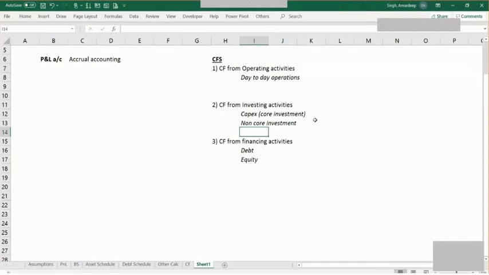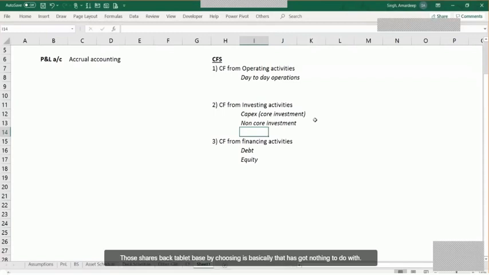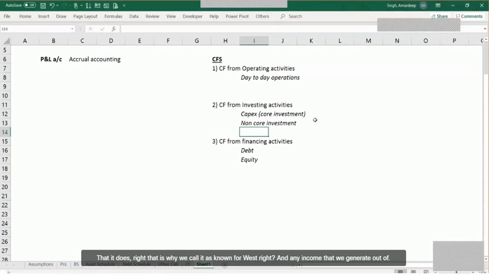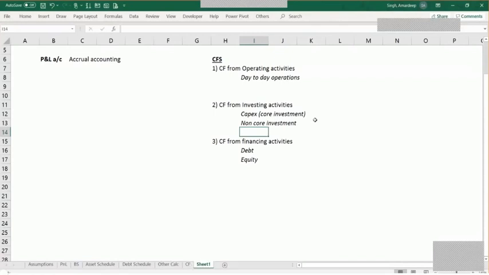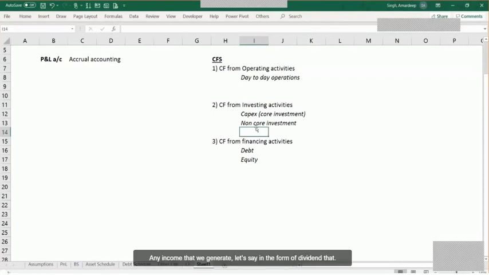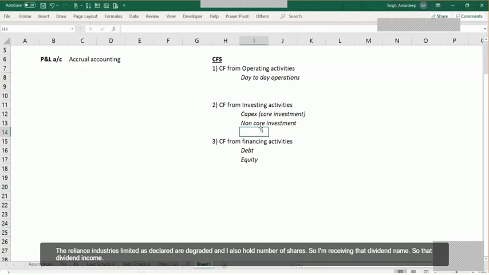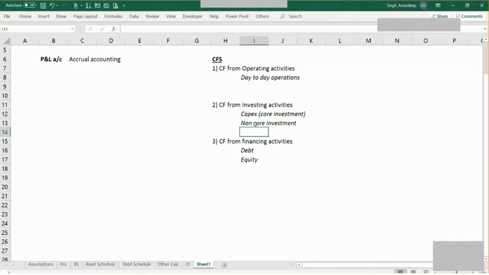Now, those shares that Dabur is purchasing has got nothing to do with the regular operations that it does, right? That is why we call it as non-core investment, right? And any income that we generate out of it, it's more like an investment income. That is also a non-core or a non-operating income. So any income that we generate, let's say in the form of dividend that I've received from Reliance Industries Limited, which has declared a dividend, and I also hold a good number of shares, so I'm receiving that dividend income. So that dividend income is also an investment income, which is going to be categorized as a non-operating income in our P&L, right?